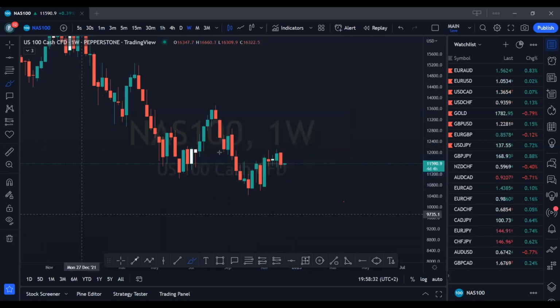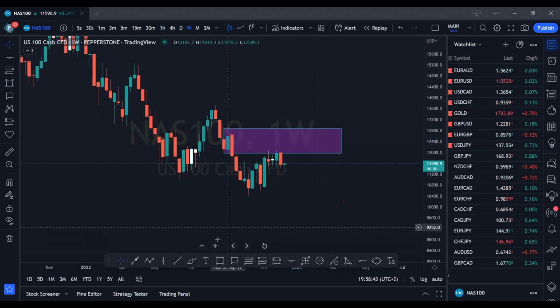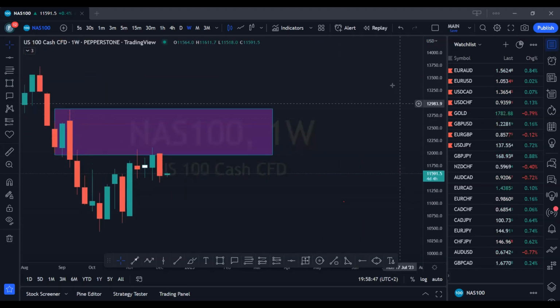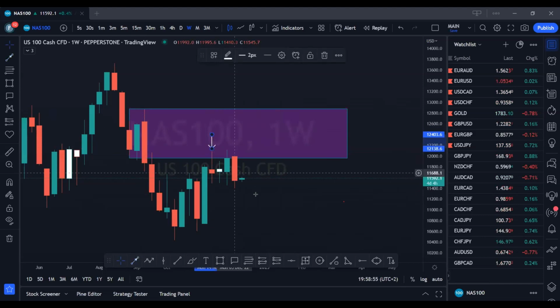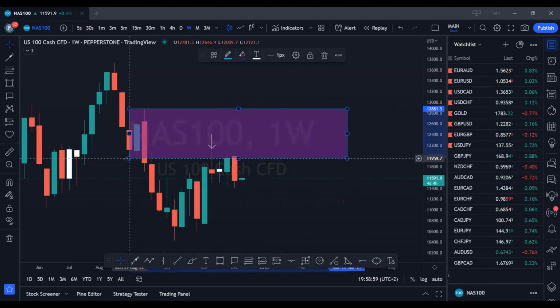And then what also can we see? We can also see this block of supply here. This is a supply. So price is in a supply. Okay. And then let's check out the first mitigation of that supply. This candle right here is the first time that this supply zone was going to be mitigated.